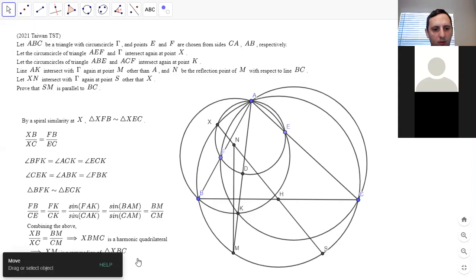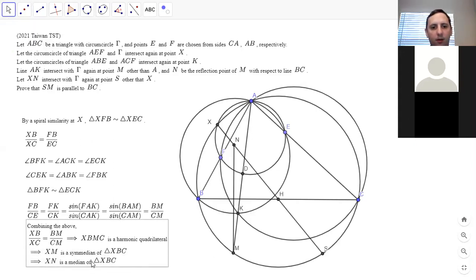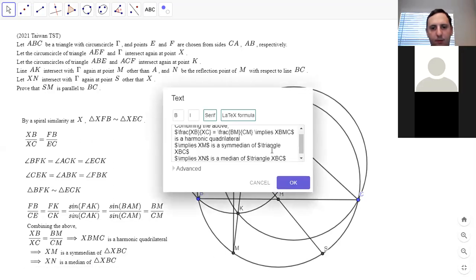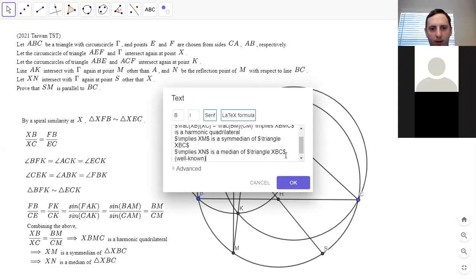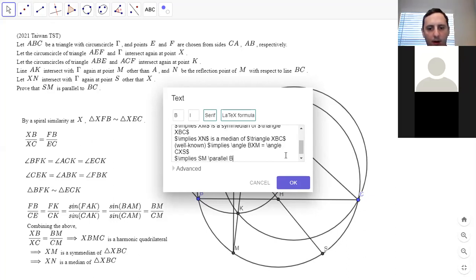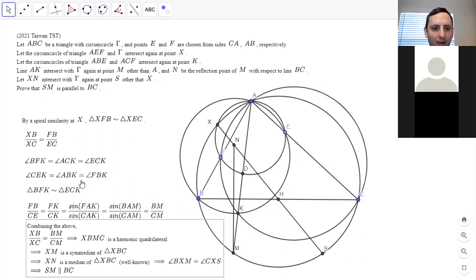You can just say this is a well-known property. So this is well known, but that implies angle BXM is equal to angle CXS, and that implies SM is parallel to BC. All right, so that is that. It all fits on the page. I like that. So I will move on to the next one.